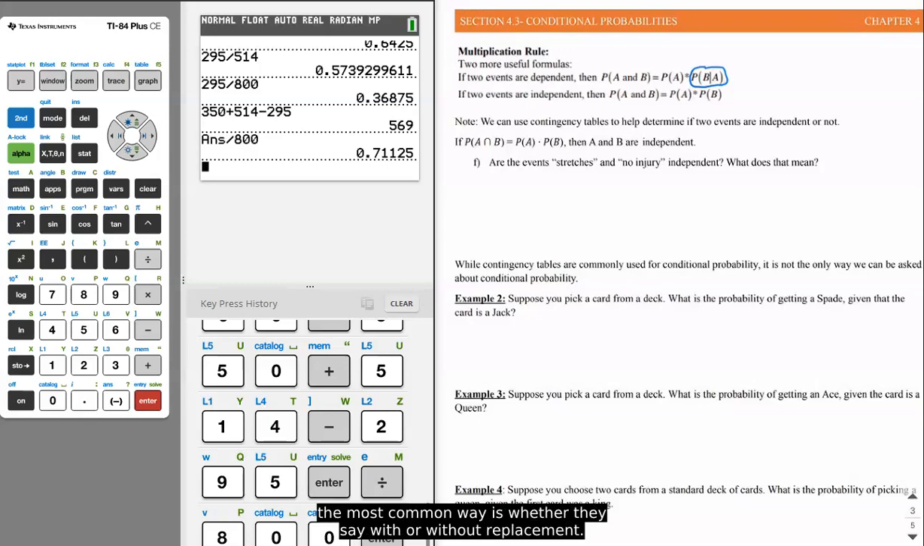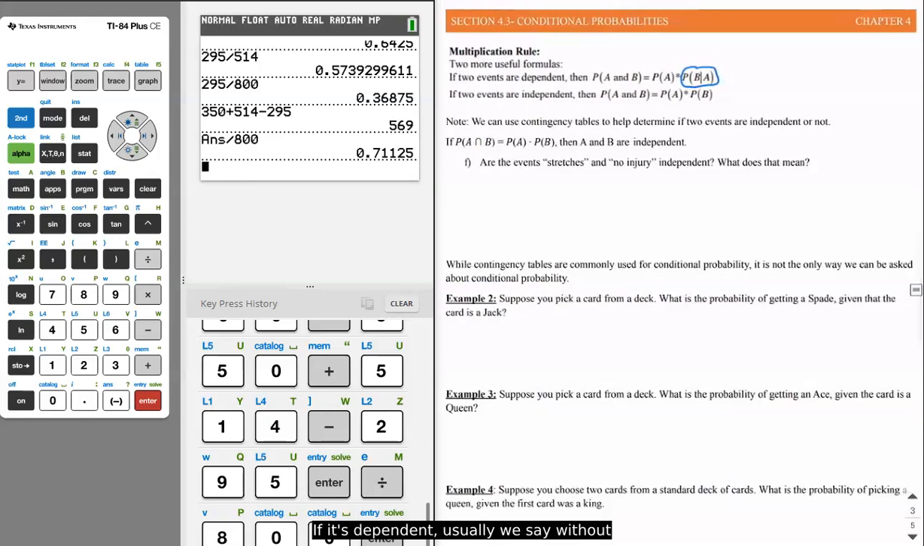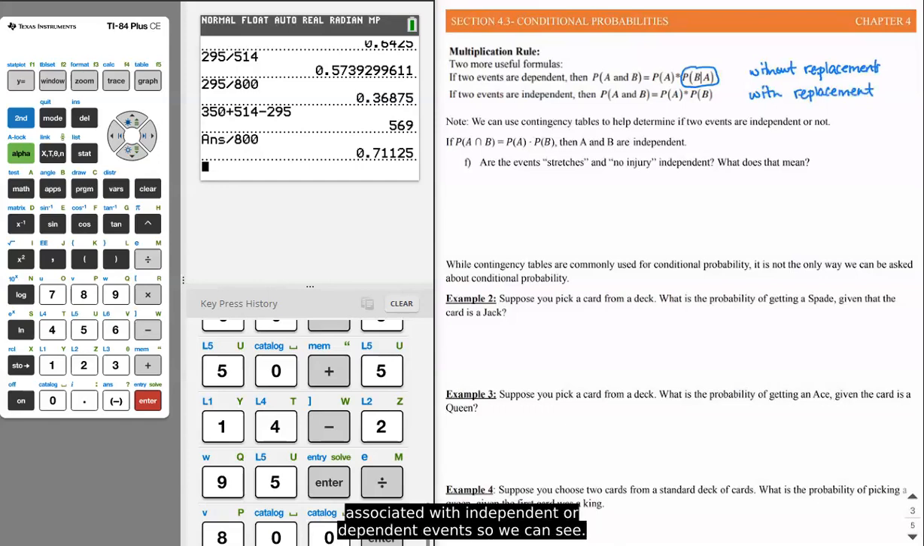Different ways we could see this. The most common way is whether they say with or without replacement. If it's dependent, usually we say without replacement, because if you choose something and then you set it aside, then when you go to select the second item, it's going to change your probability because you've already taken something out. Now, if they're independent, a lot of times this says with replacement. So those are some other common words associated with independent or dependent events. Again, just as a note, we can use contingency tables to help determine if 2 events are independent or not.